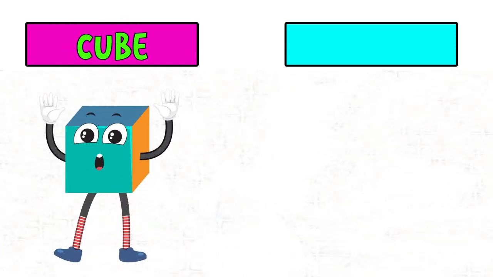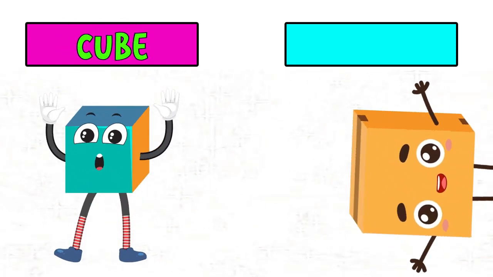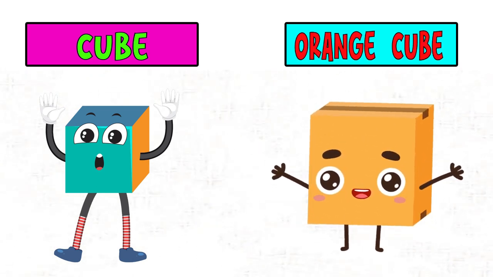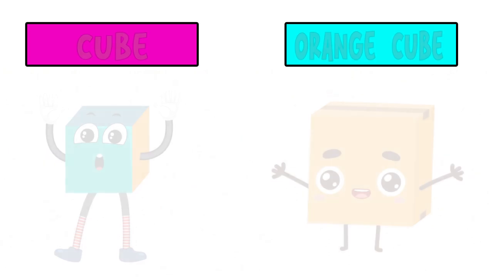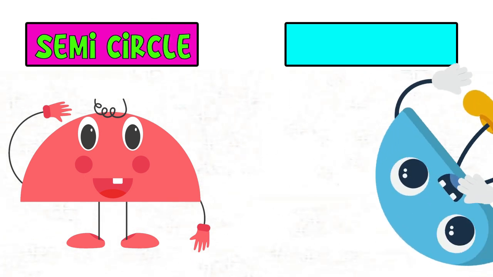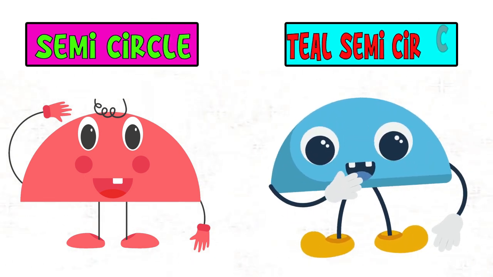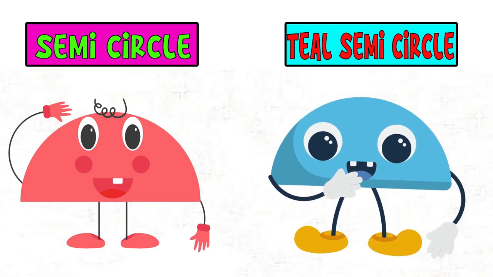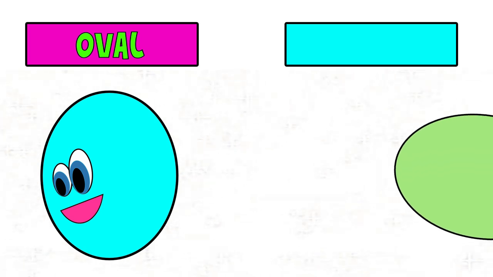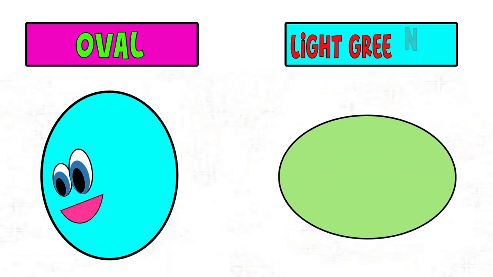Cube. Orange cube. Semicircle. Teal semicircle. Oval. Light green oval.